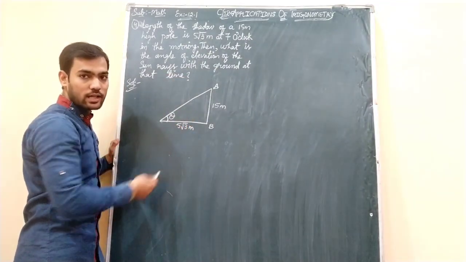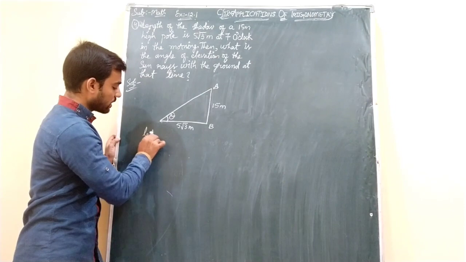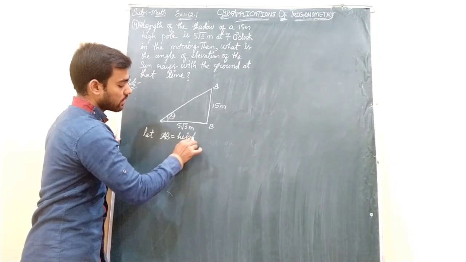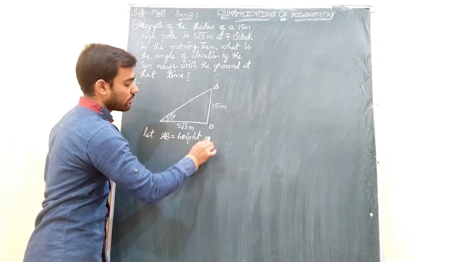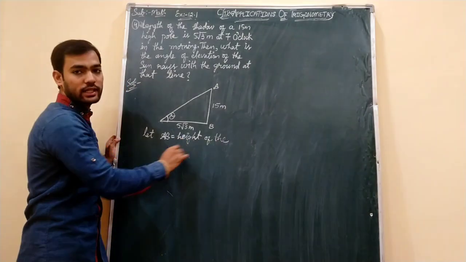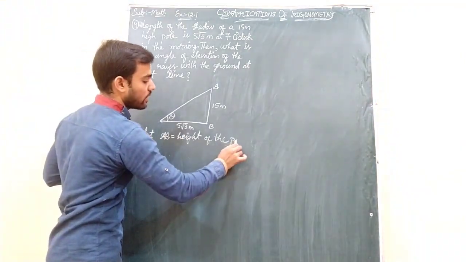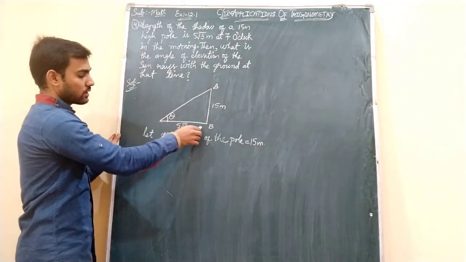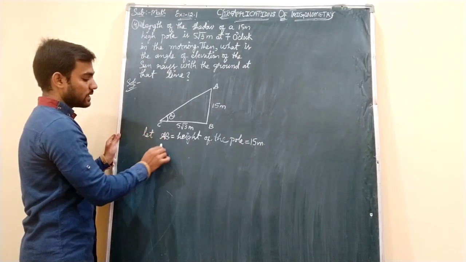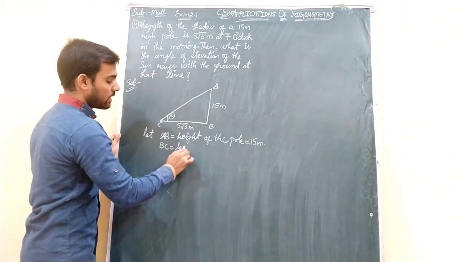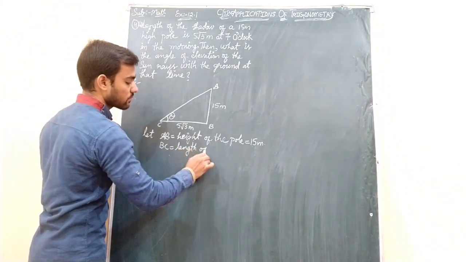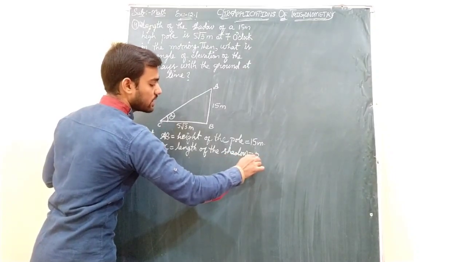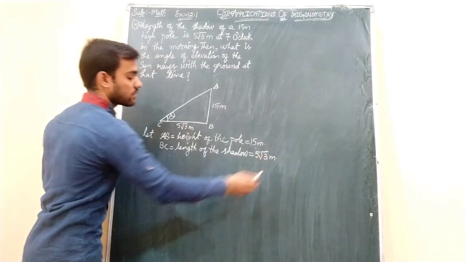Now we will write the assumptions as per the diagram. Let AB be what here? Yes, it is height. AB is the height of the pole. Write the spelling of height correctly. It is H-E-I-G-H-T. Height of the pole, which is 15 meters. Next, length of the shadow, this I take as BC. BC is the length of the shadow. Length of the shadow is how much? It is 5√3 meters. Okay students.